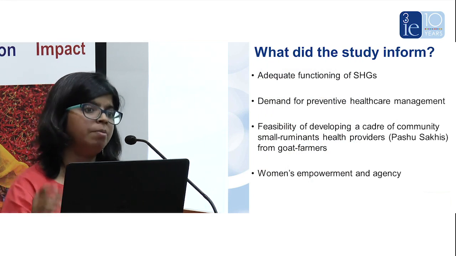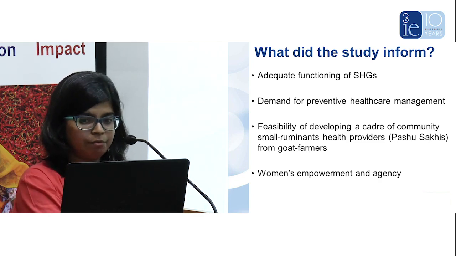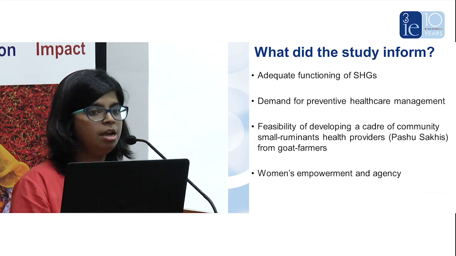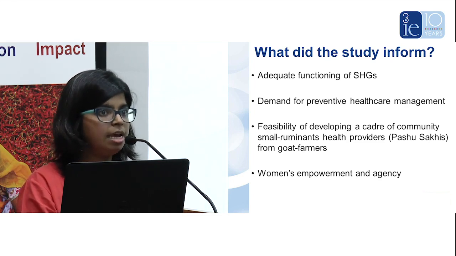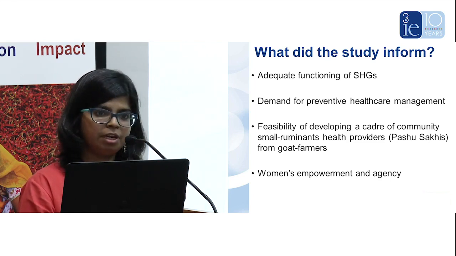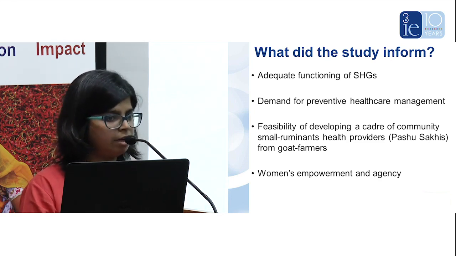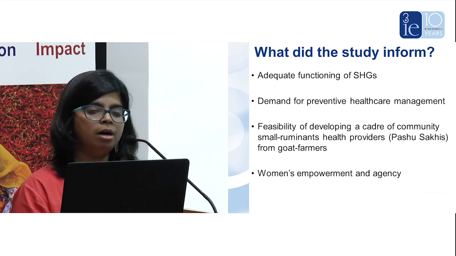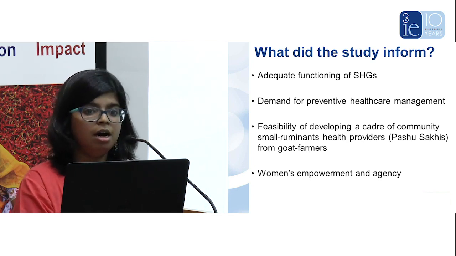So what did the study inform? Again, I'll touch base on those 4 assumptions that I was talking about in my previous slide. The first was that SHGs function adequately enough for smooth implementation of the project. We found that in most cases, SHGs were functioning in a primitive fashion. In one of the villages, the SHG was just forming. So we were not sure that if an SHG is just forming or is not mature enough, how will this project be implemented?